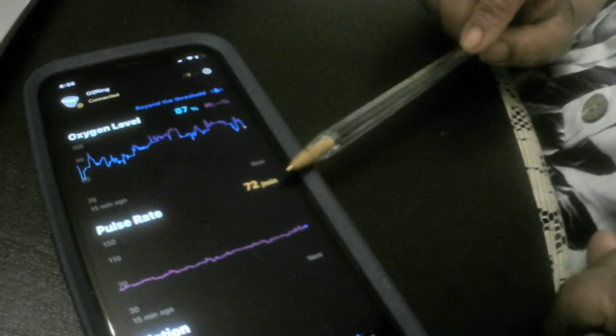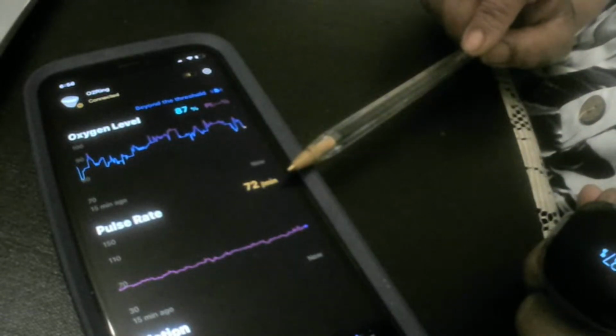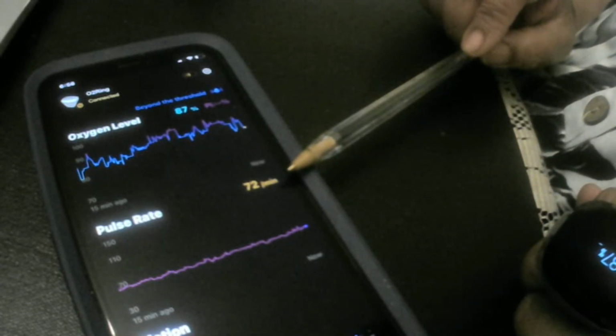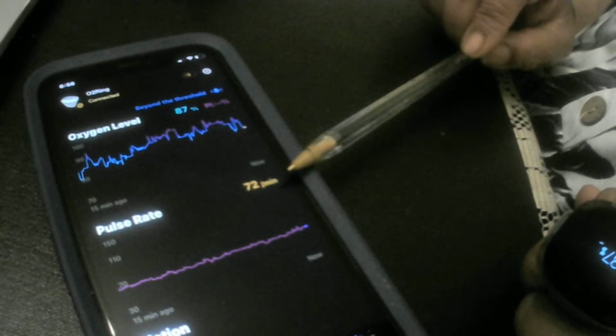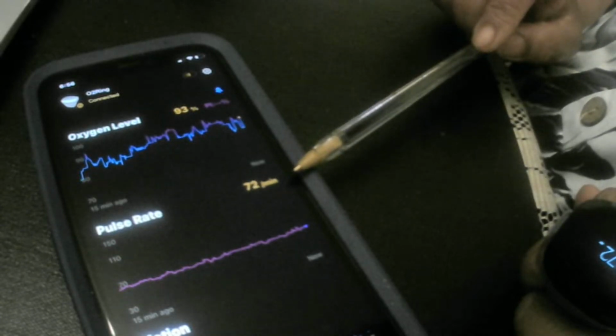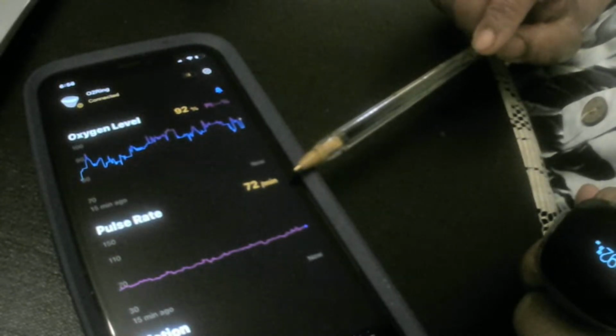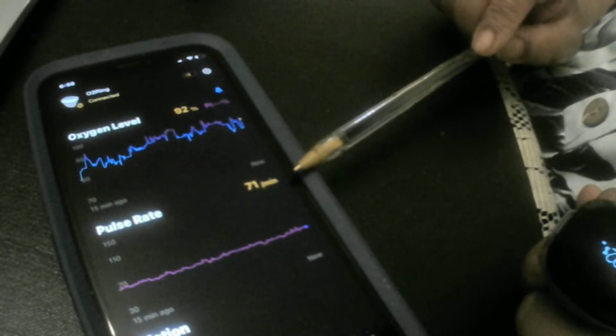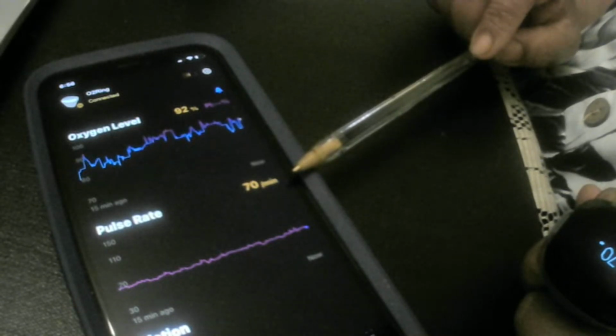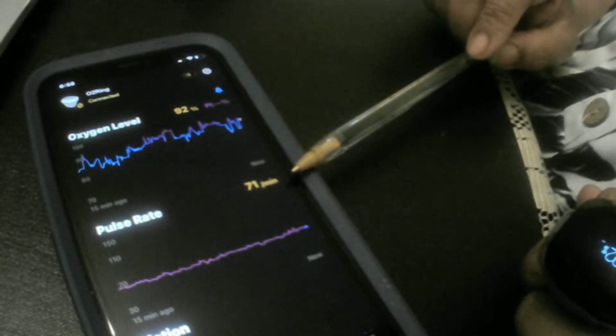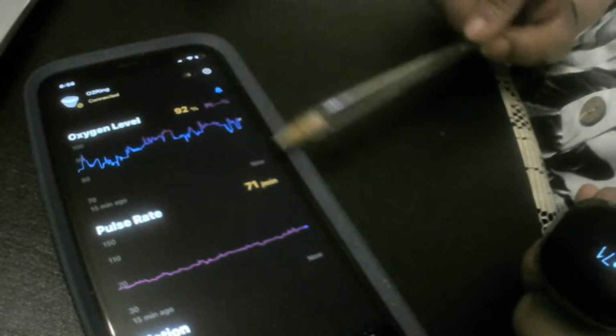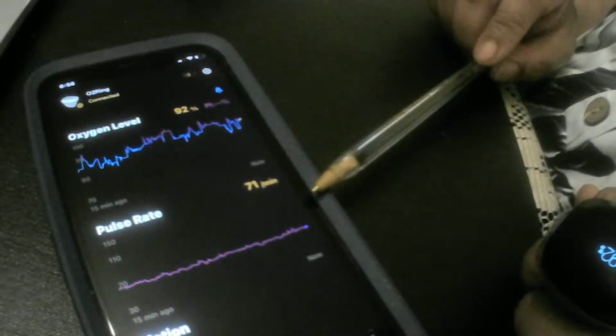72 goes to 87. Stays at 72. Then it went 71, 72. Back to 70. A small change. 71. So the times that you see these huge drops.